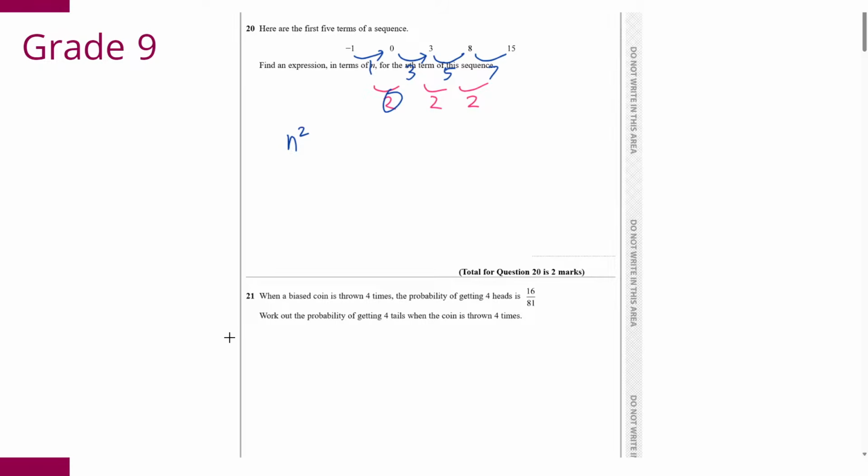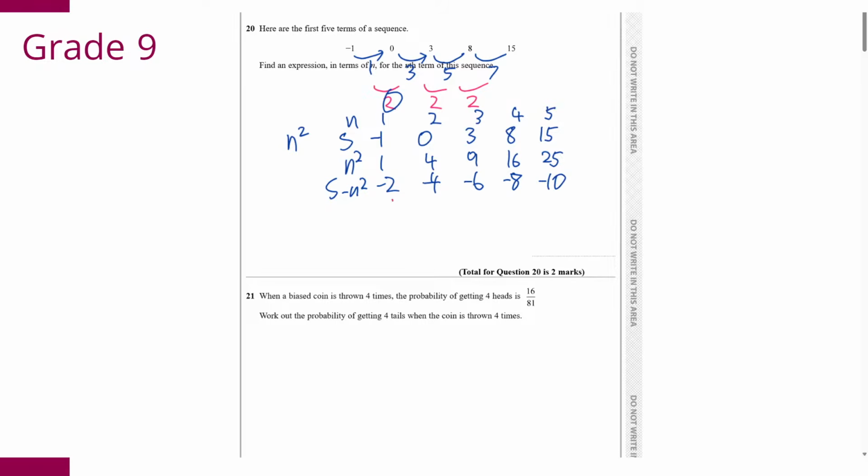Okay. Then you work out what n squared is in relation to the sequence. The sequence is -1, 0, 3, 8, 15. Our n numbers are 1, 2, 3, 4, 5. N squared would be 1, 4, 9, 16, 25. And then you do the sequence minus the n squared, because we found that bit out, right? So -1 minus 1 is -2. 0 minus 4 is -4. 3 minus 9 is -6. 8 minus 16 is -8. And then that'd be -10.